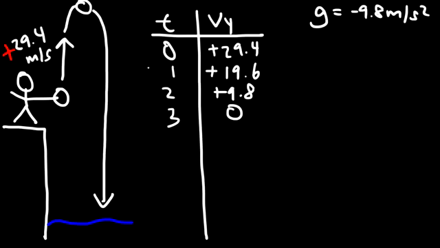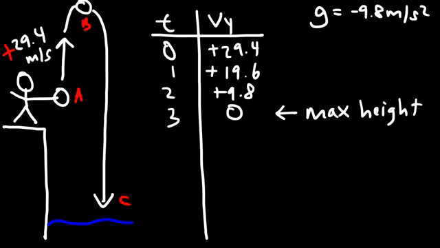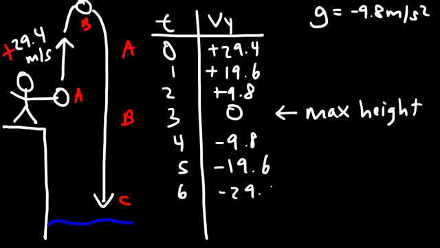When the vertical velocity is 0, that means it's no longer going up anymore, and it's not going down yet. It has reached its maximum height. So it took 3 seconds to get to its maximum height. Let's call this position A, position B, and position C. When t is 0, it's at position A. When t is 3, it's at position B. 4 seconds later, it's going to be negative 9.8. 5 seconds later, negative 19.6. 6 seconds later, negative 29.4, and so forth.